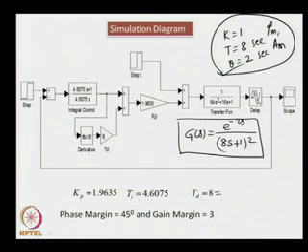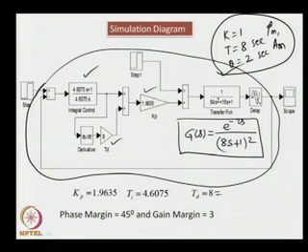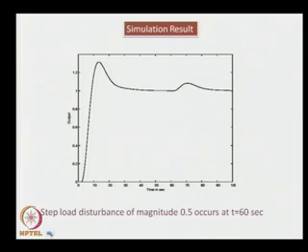Now, the integral controller is implemented over here. The derivative controller has a derivative time constant of 8 seconds and the proportional gain is given by a gain of 1.9635. When this simulation diagram is used, simulation result gives us a closed loop response of this form.